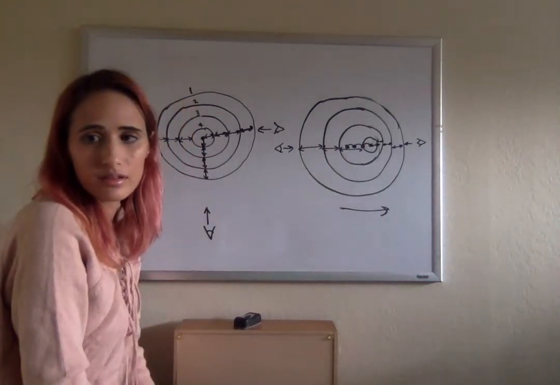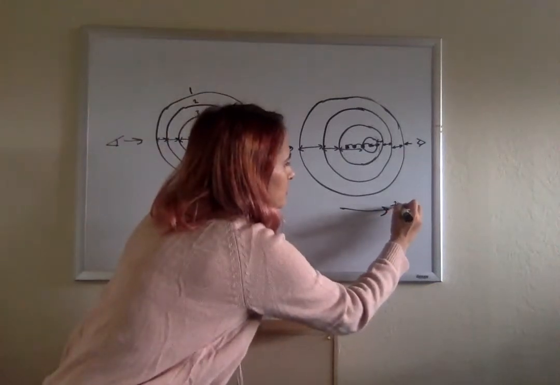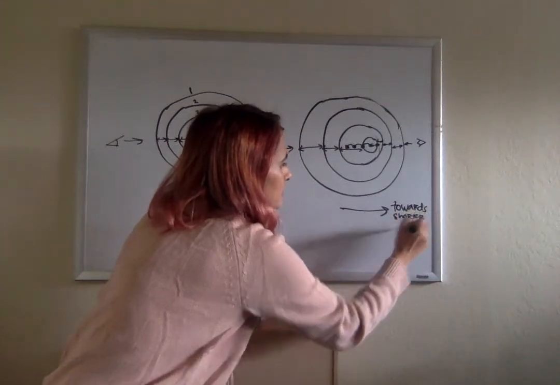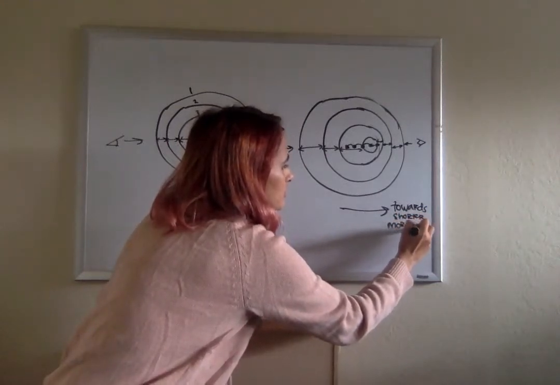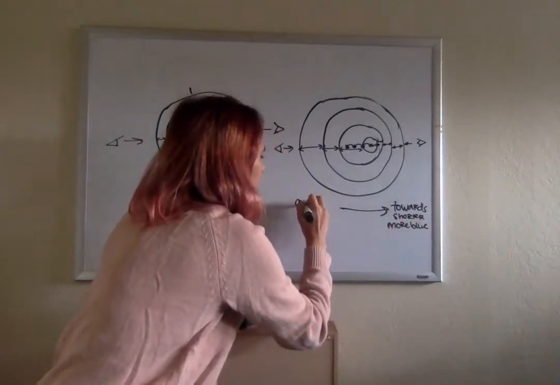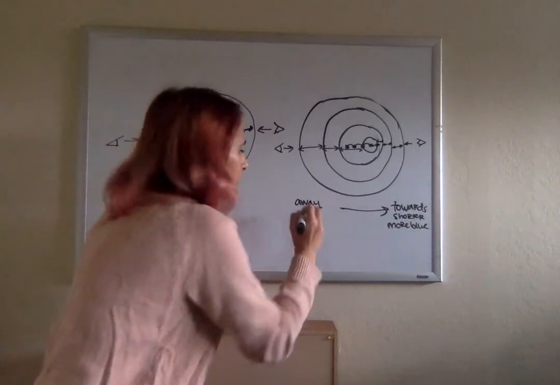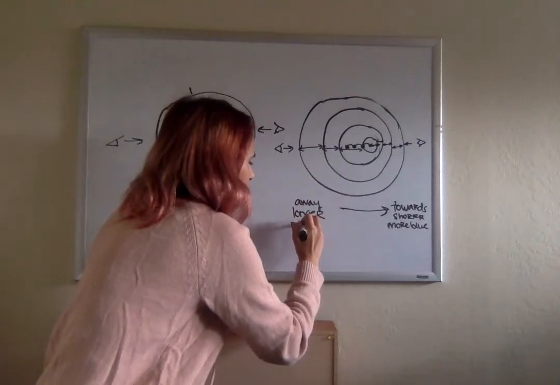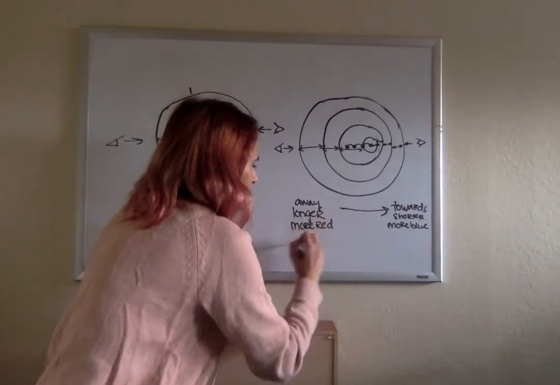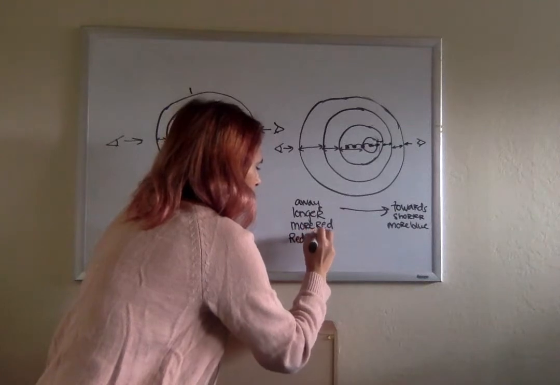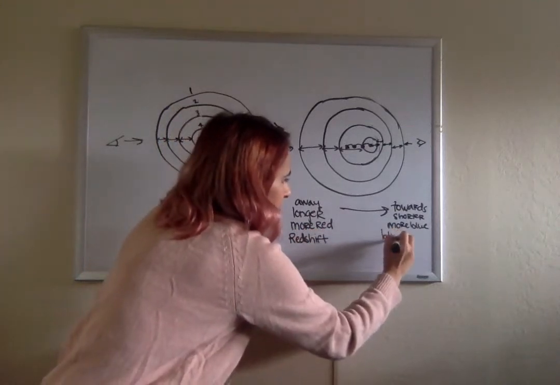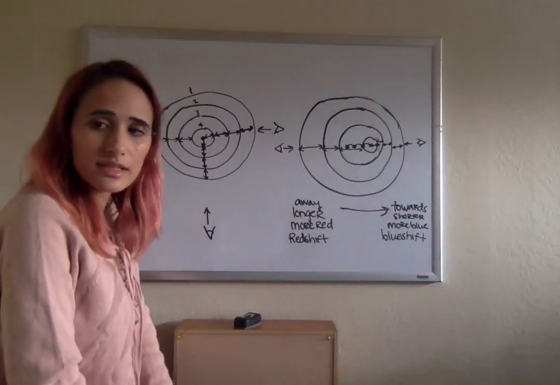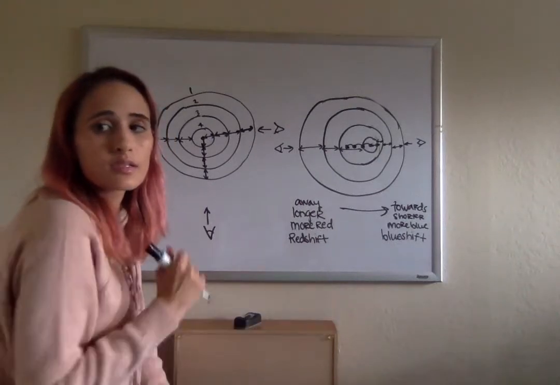So if it's moving towards you, you get shorter wavelength, and that is more blue. If it's moving away, right, you get longer wavelength, and it's more red. So this is called red shift, and this is blue shift. So if I say that something is red shifted, that means that it's moving away from me. Something is blue shifted is moving towards me.